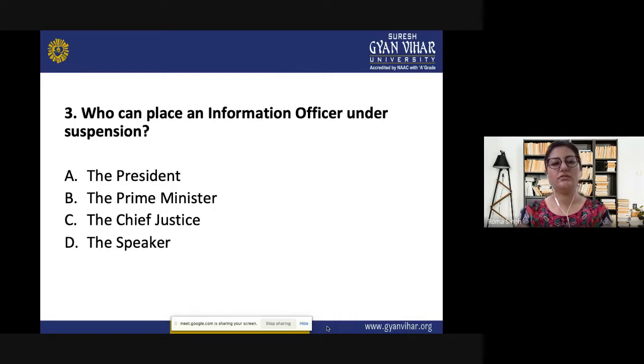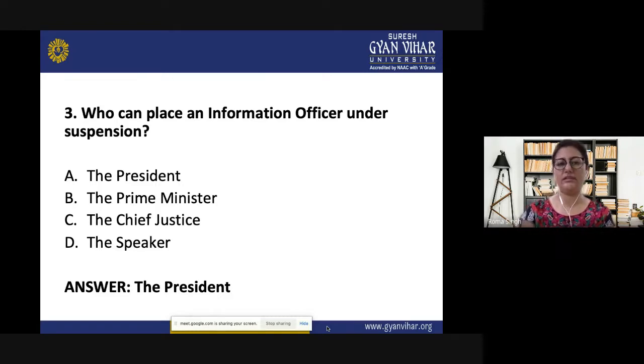The next question is, who can place an information officer under suspension? So we have to identify who has the right to suspend the information officer. The options are the President, the Prime Minister, the Chief Justice or the Speaker. The correct answer is the President. He is the only one who can suspend the information officer.